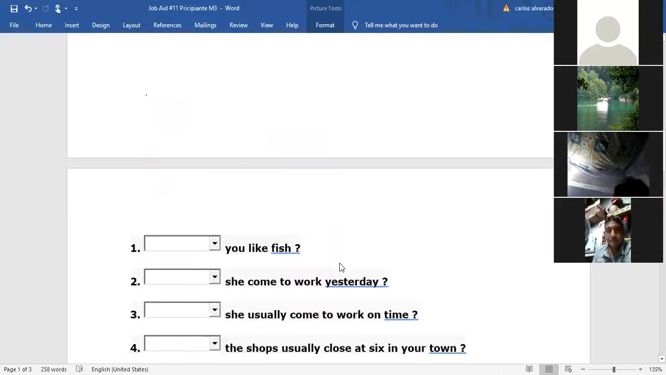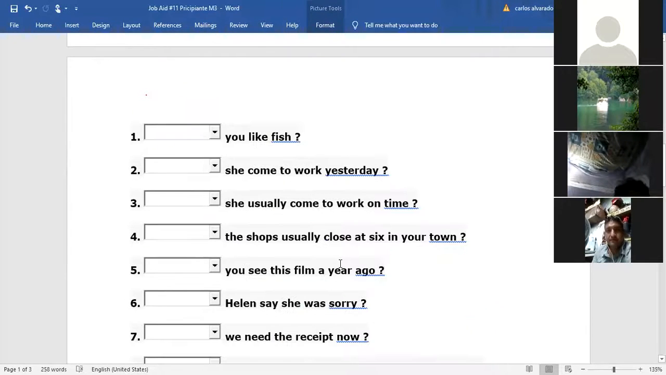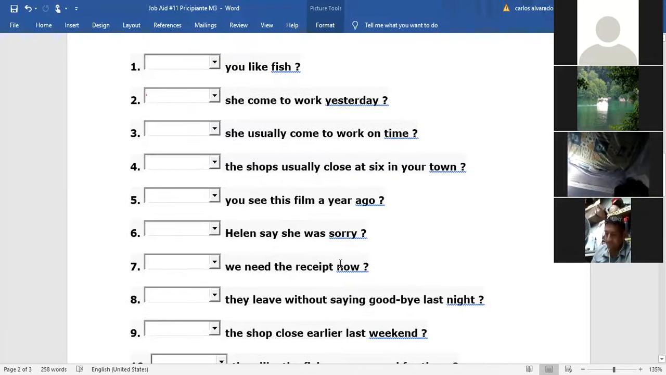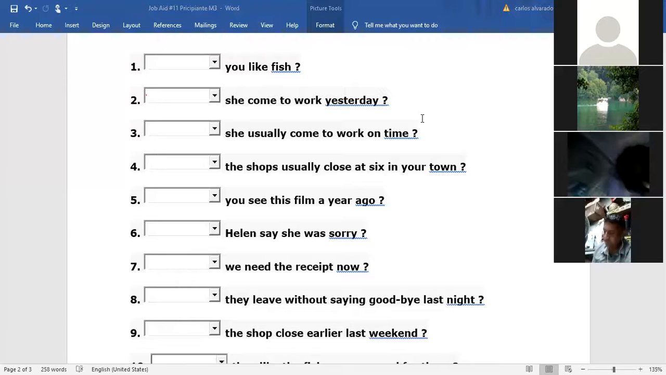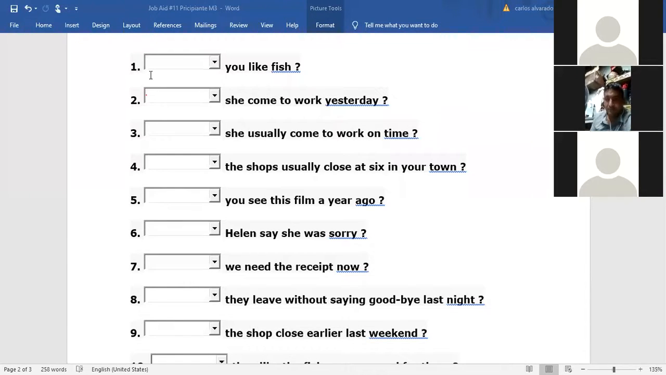Okay. Very good. So let's look at this. Here, you're going to have to use do, does, or did. Y las tres opciones, right? Do, does, or did. Which one can fit here? Number one, blank you like fish. Do. Yeah, do. Do you like fish?